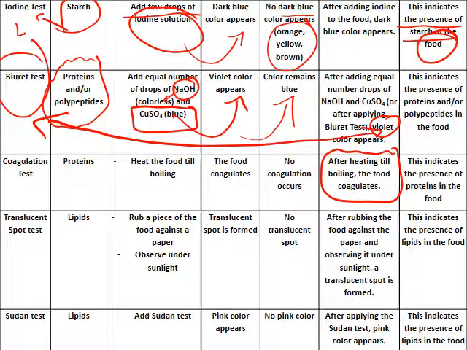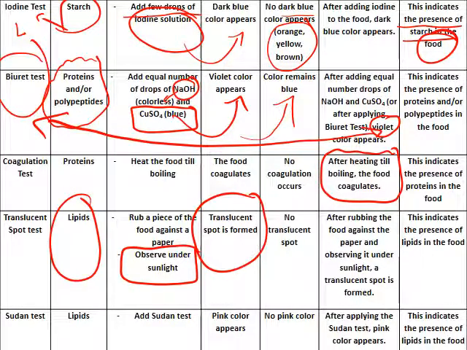Translucent spot test. It aims to test the presence of lipids. What we have to do is rub a piece of food against a paper. Observe it under the sunlight. If a translucent spot appears, this is a positive result indicating the presence of lipids. No translucent spot, so no lipids.